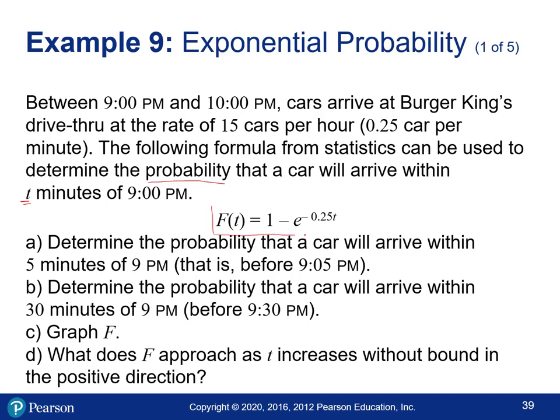This is a given function. We don't have to come up with a function. This is given to us. And this represents the probability that a car is going to arrive after 9, where t is that number of minutes. So let's answer these parts, A through D. Determine the probability that a car will arrive within 5 minutes after 9. Part B, after 30 minutes. Then graph the function. And then last, what does the function, which represents the probability that the car is going to arrive, approach as t increases without bound in the positive direction? Another way to say this is that as t goes to infinity, what happens to f?